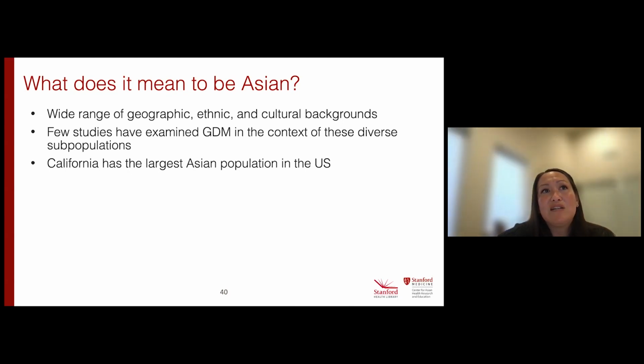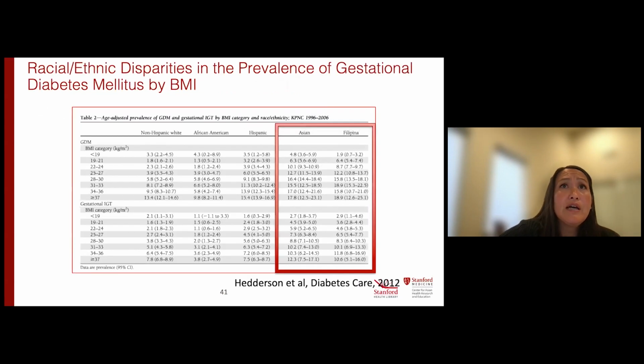And so we can really do some meaningful studies to look at Asian patients and also gestational diabetes and complications. This was a study done by Henderson, looking at patients through the Kaiser Permanente Northern California system. It looked at over 123,000 patients who delivered between 1995 and 2006 who had gestational diabetes. What they found was that as BMI increased, there also was an increase in gestational diabetes diagnosis.